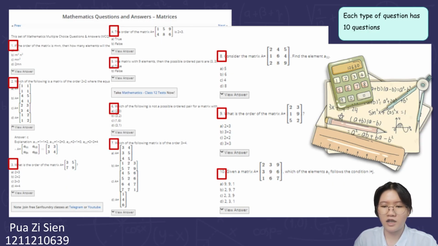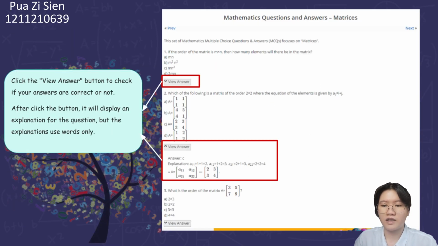Each type of question has 10 questions. After the educator finishes his lesson on matrix, students can search this website to do revisions. Therefore, students can try to do the questions first. Next, after all of the questions are done, they can click the View Answer button to check if their answers are correct or not. There will be an explanation for each question when they click View Answer, but it will only use words to explain how to solve the questions.